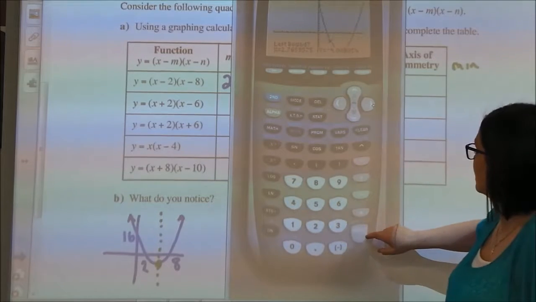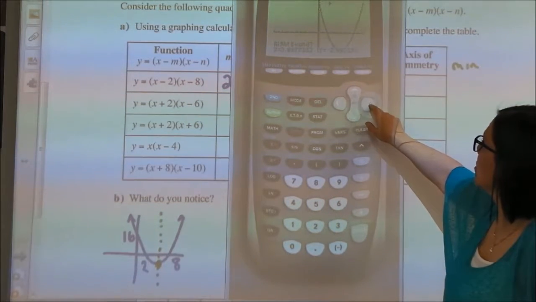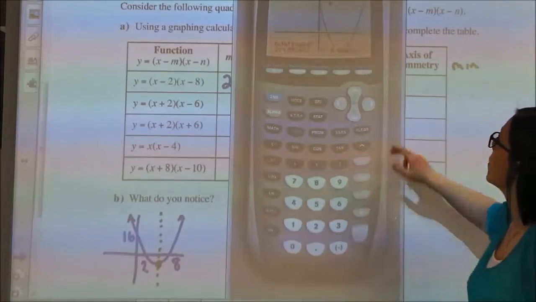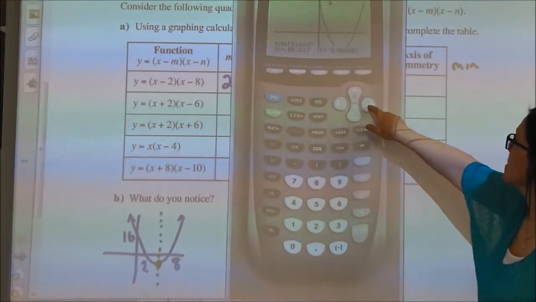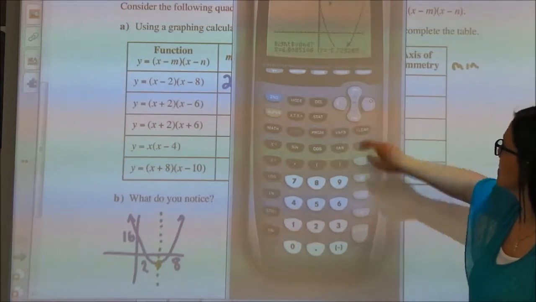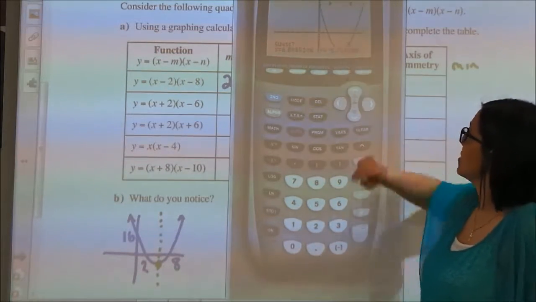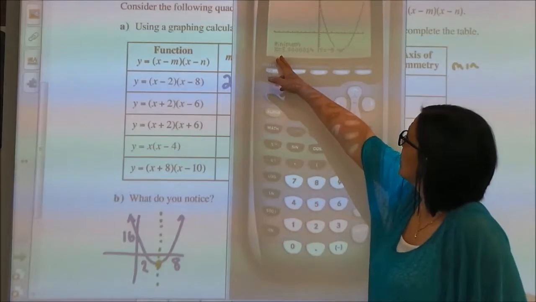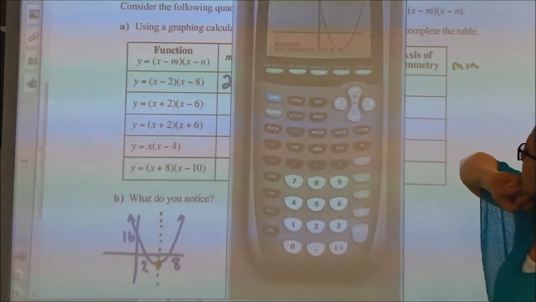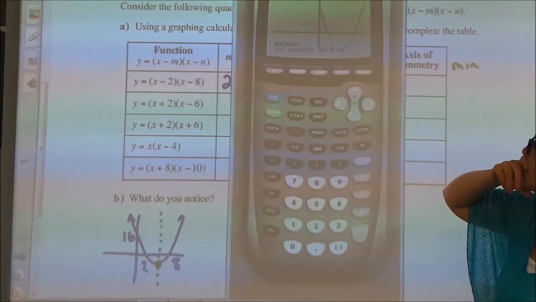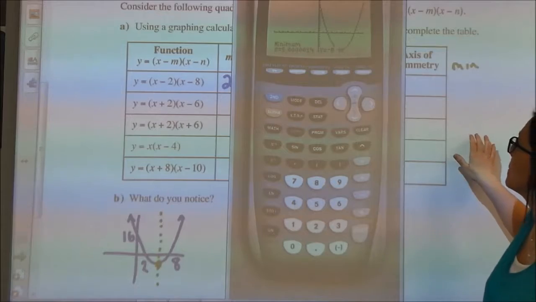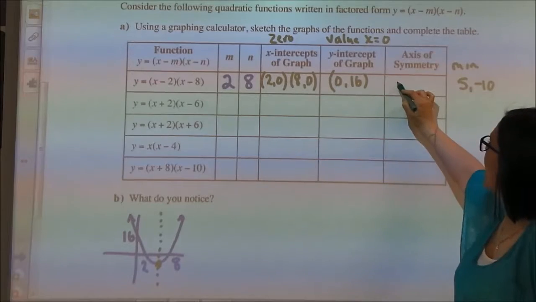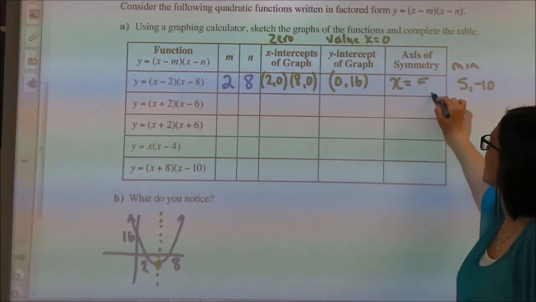Do we have to fix our window? No, you shouldn't have to, because I can somewhat see. But again, I have to be on the left side of the vertex and then the right side of the vertex. So I went from the left side to the right side, press enter one more time, and I get 5 and looks like negative 9.9 or something like that. 5 and negative 10. Mine's graphing really weird now. So 5 and negative 10. So my axis of symmetry would be x equals 5.